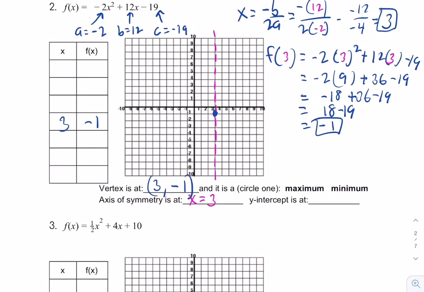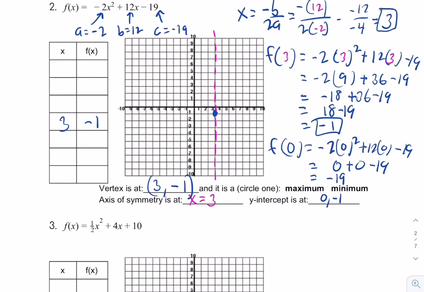Right there. To find the y-intercept, we substitute f of 0. And you see the pattern, right? F of 0 is just going to be whatever c is, right? Because everything else is just 0. 12 times 0 minus 19. So we have 0 plus 0 minus 19. So your y-intercept is going to be negative 19. So y-intercept is at 0, negative 19.